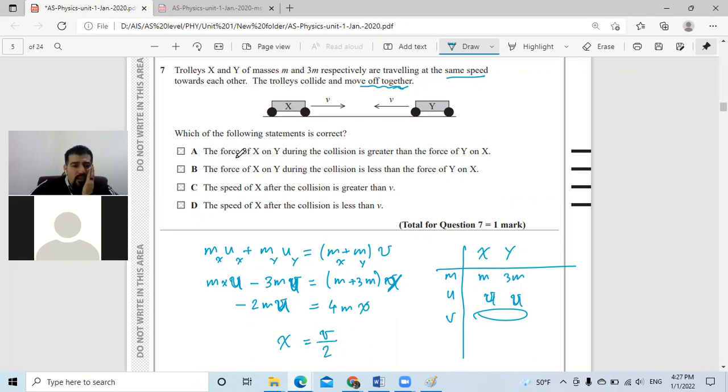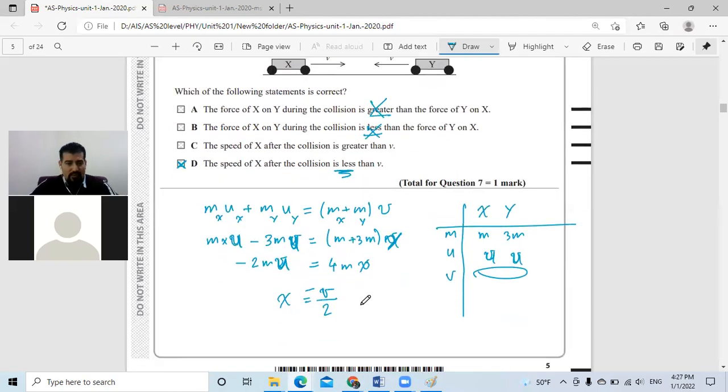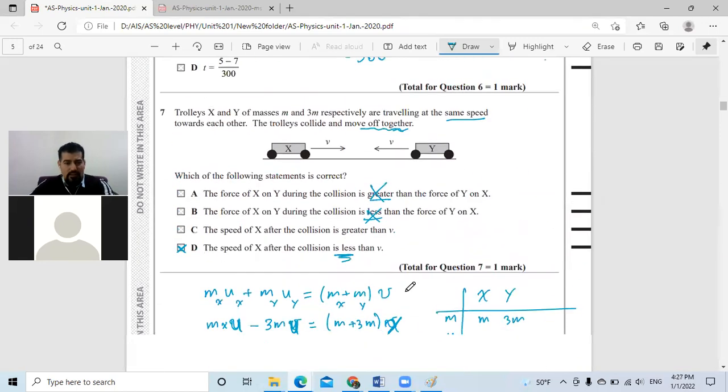The forces on x and y during collision, is it greater? No, they are equal. So this is wrong. The speed of x after the collision is greater? The speed of x is less than. So the speed of both of them is less, not greater. Look, it's v divided by 2. It's half v, or negative v divided by 2. So the answer is D. So the speed was u, and for both of them it becomes u or v divided by 2. This is question number 7.